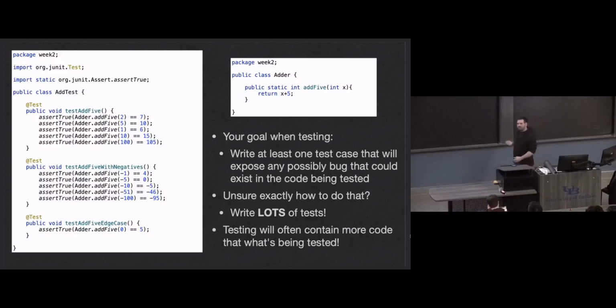And so your goal, like I said, is to think of any possible bug and write a test case for it. And if you're unsure, just write lots of test cases. Write lots and lots of test cases. You can't have too many test cases. Just write more. If you're unsure, write more.